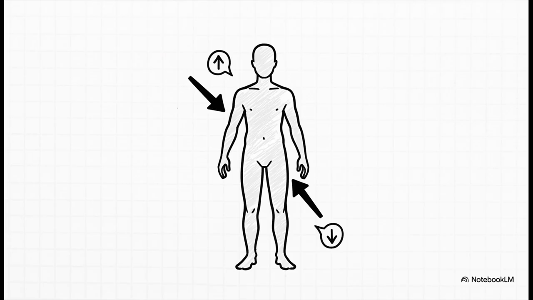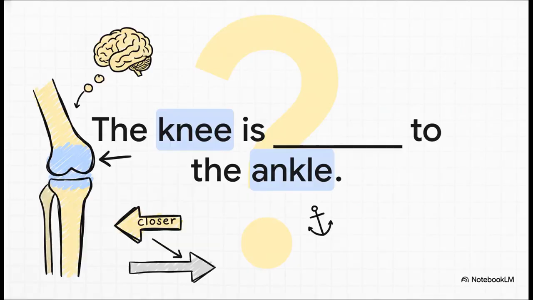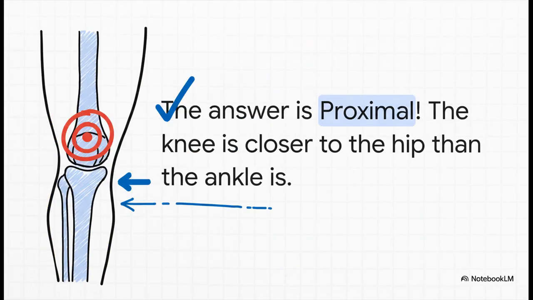We've totally got the arm down, so let's test this whole concept out on the leg. Okay, here's a new challenge for you. The knee is blank to the ankle. Take a second and think about it. What's the attachment point for the leg? And then, which of those two is closer to it? And the answer is proximal. Exactly. The reference point for the leg is the hip. And since the knee is closer to the hip than the ankle is, the knee is proximal to the ankle.